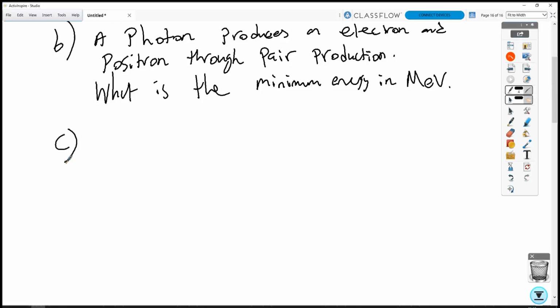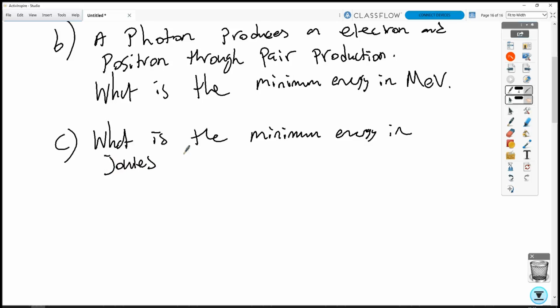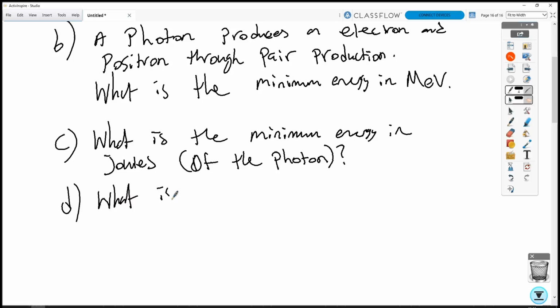Part C. What is the minimum energy in joules, put in brackets, of the photon? And D, what is the minimum frequency of the photon?